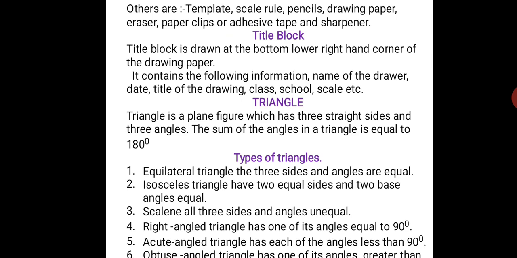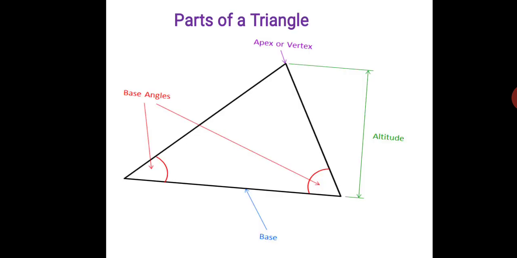Now the last one is obtuse angled triangle. This one has one of the angles in the triangle more than 90 degrees. So it is called obtuse angled triangle. Now we'll go to parts of a triangle. If you look at this triangle here, you see there are different parts. We have the base. The base is a horizontal line that is on a horizontal plane. That is the base of the triangle.